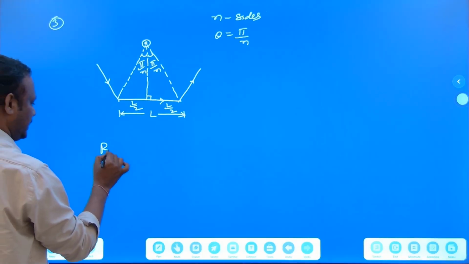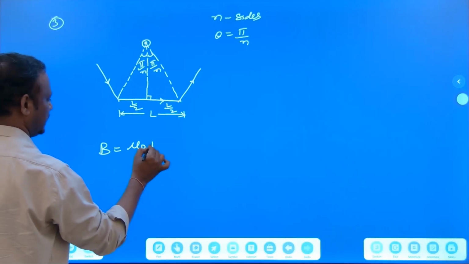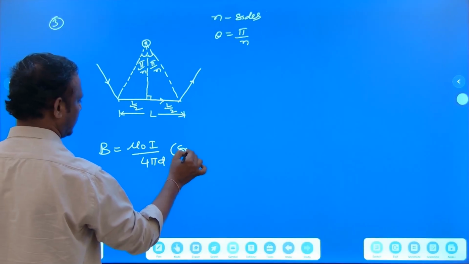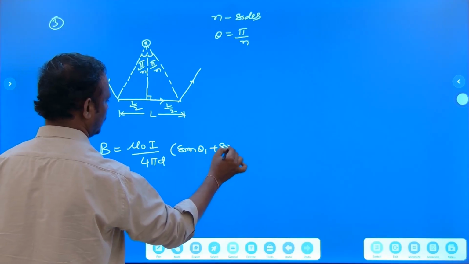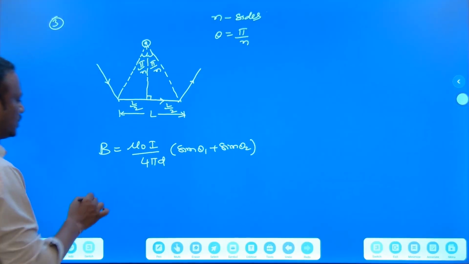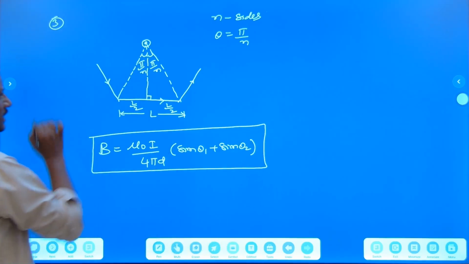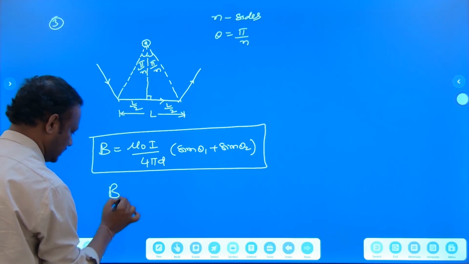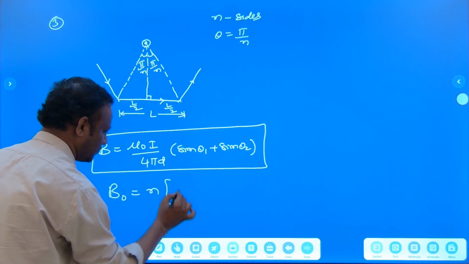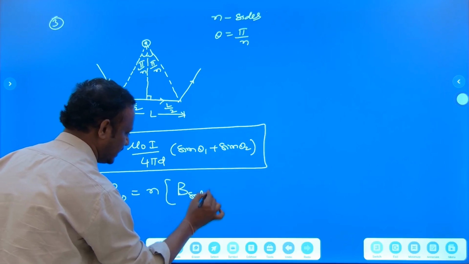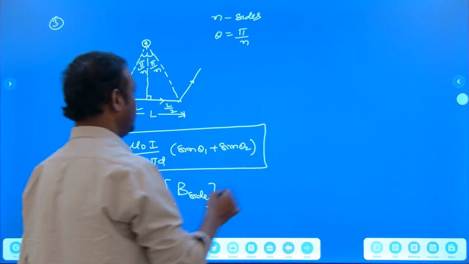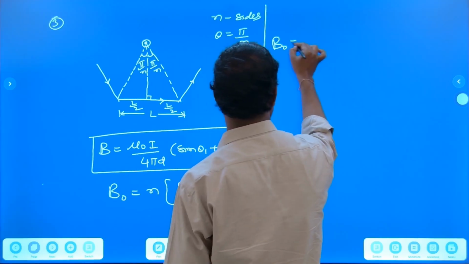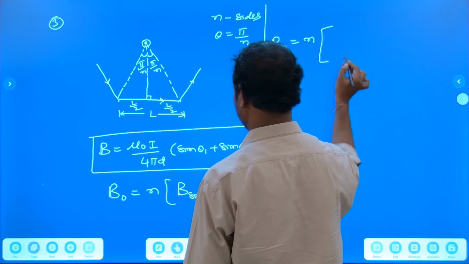So the magnetic field induction B is equal to mu naught I by 4 pi d times of sin theta 1 plus sin theta 2. This is the basic formula, again for recollecting. I am writing this. Now what is the total? B at center B naught is equal to n times B of each side.